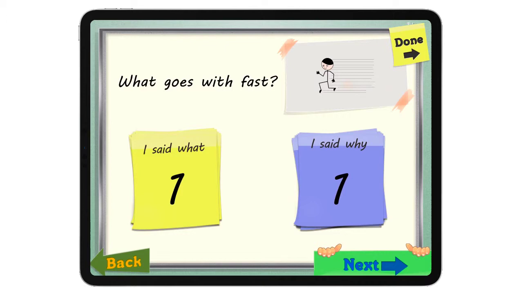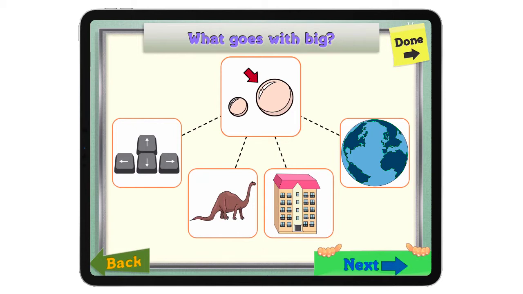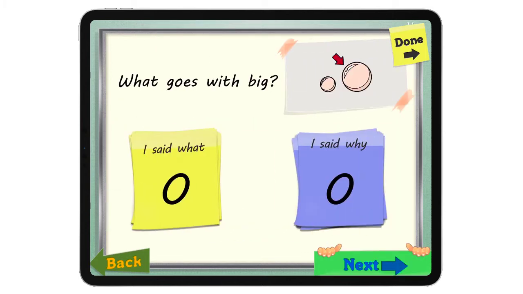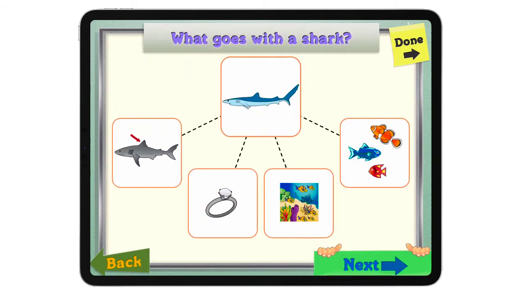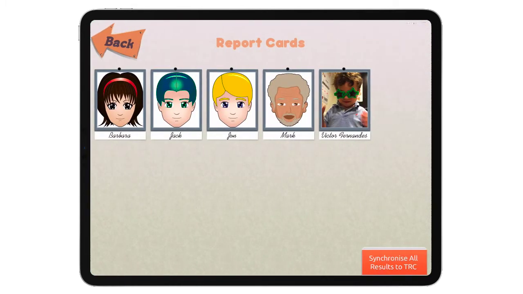He can say time. How does time go with fast? Because time goes by really fast. Let's go and check another example. What goes with big? Dinosaurs, an apartment, and Earth. What goes with big? An elephant. Why does an elephant go with big? Because elephants are big. Some are pretty obvious for big. I'm going to tap Done and show you the back end.